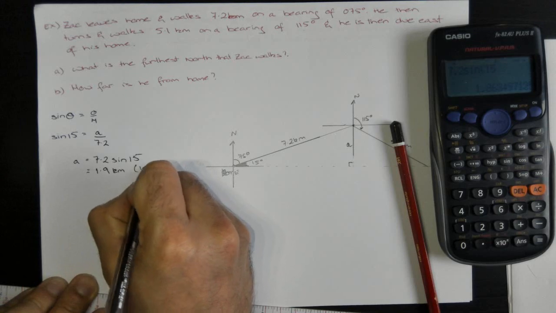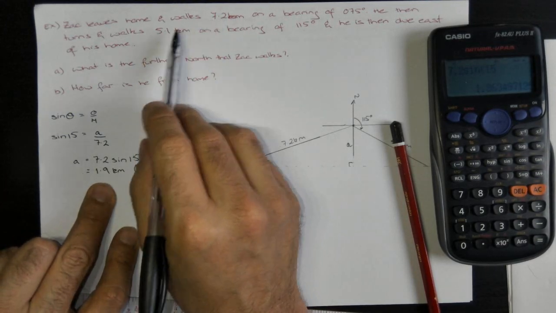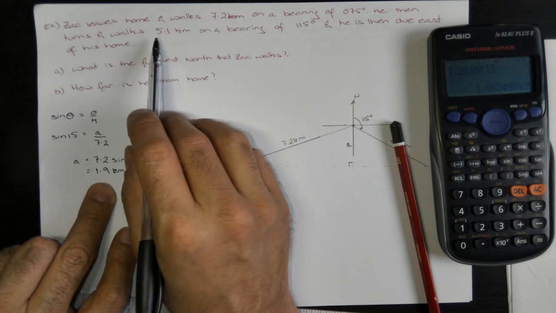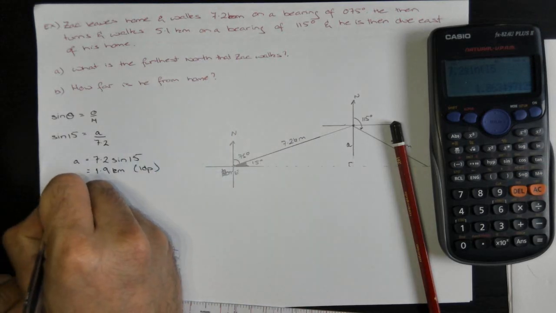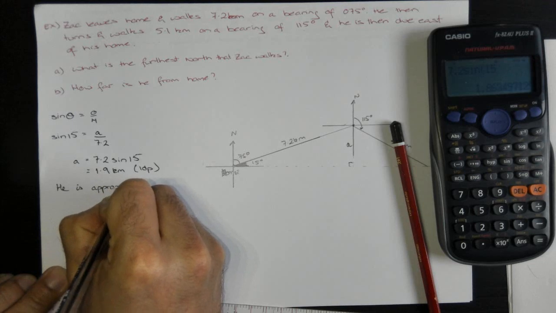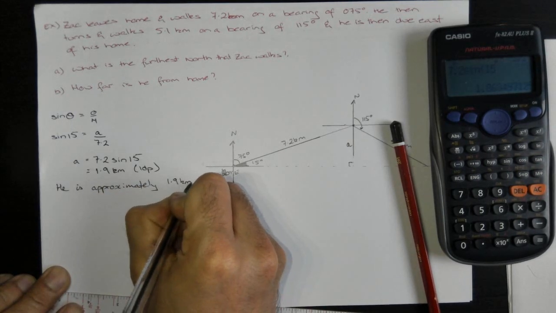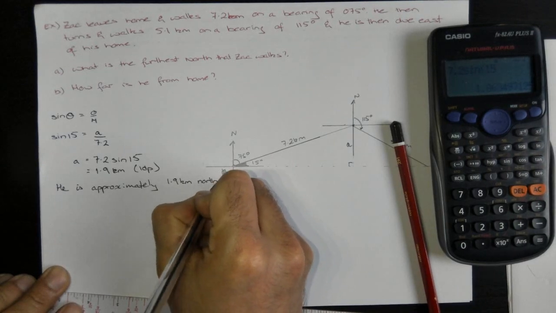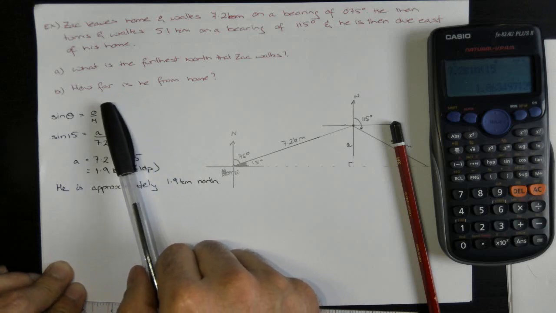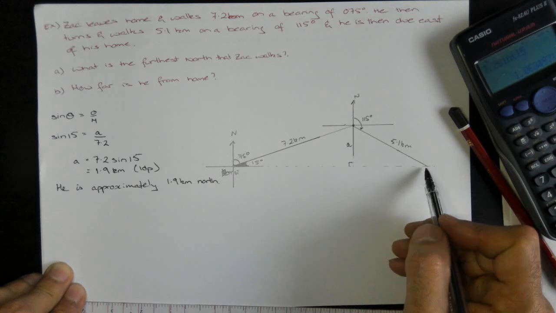Okay, to 1 dp. And the reason I've chosen 1 dp is because everything else has been given to us in 1 dp, so I'm going to return the answer in a similar format as the question. So he's approximately 1.9 kilometres north from home. Okay, so how far is he from home? So we really want to figure out this distance here.